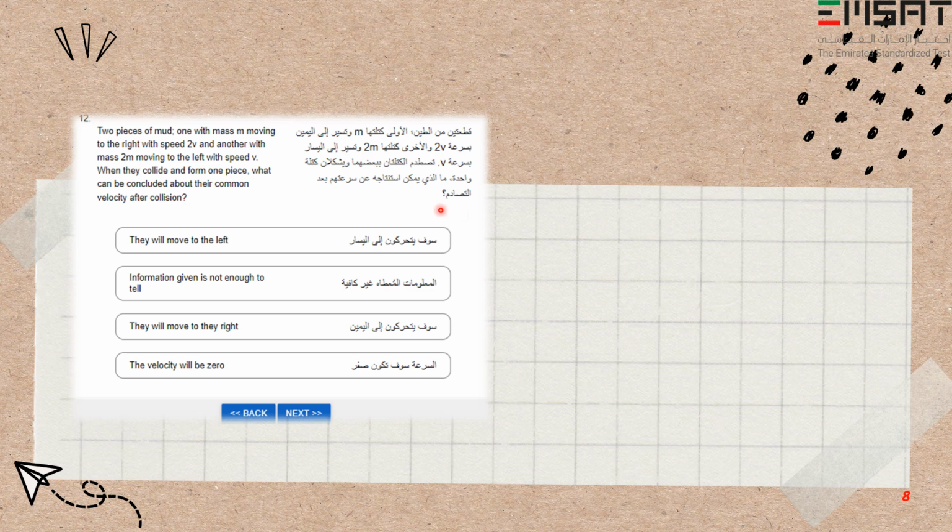We are approaching the end of this part, and here is question 8. Two pieces of mud, one with a mass m moving to the right with a speed 2v, and another with mass 2m moving to the left with a speed v. When they collide and form one piece, what can be concluded about the common velocities after the collision? So here we need to remember the chapter of conservation of momentum. It's chapter 7 for grade 11.